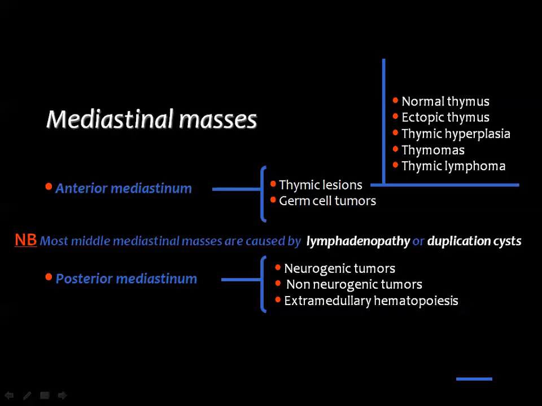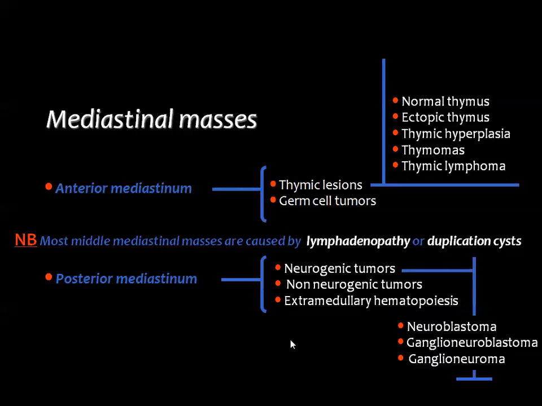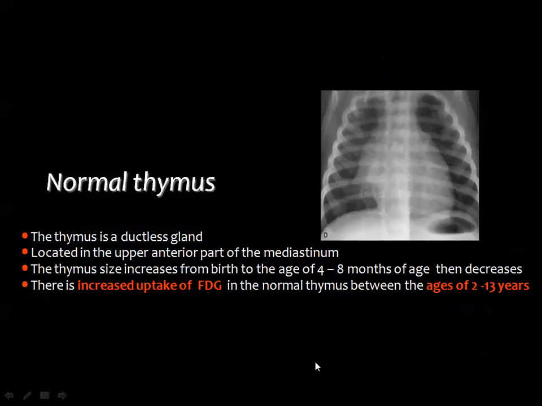In the anterior mediastinum, you have the thymic lesions, which include the normally prominent thymus, ectopic thymus, thymic hyperplasia, thymoma, and thymic lymphoma, as well as the germ cell tumors. Posteriorly, very commonly you see the neurogenic tumors, including the neuroblastoma, ganglioneuroblastoma, and the ganglioneuroma. Sometimes you see non-neurogenic tumors and also the extramedullary hematopoiesis.